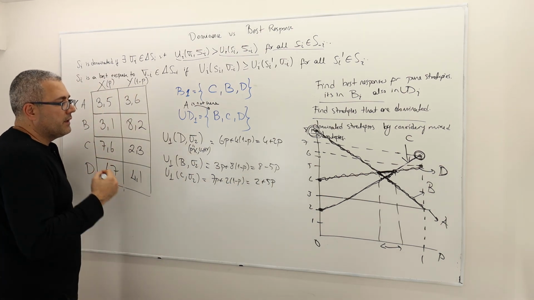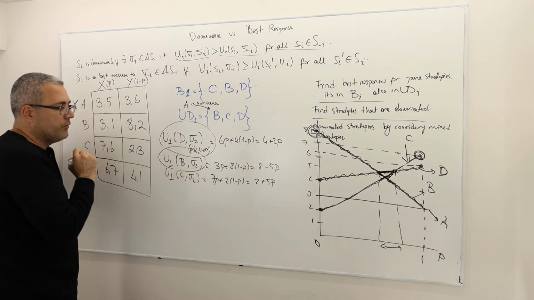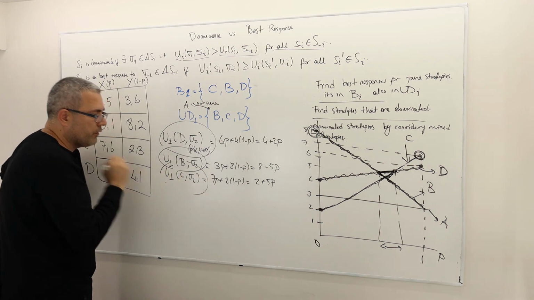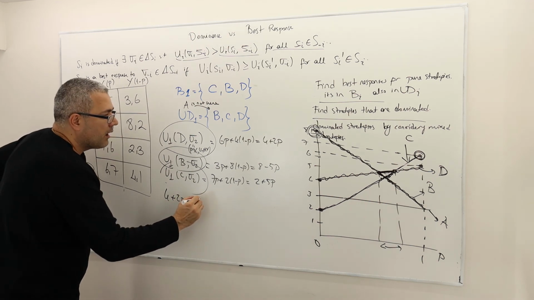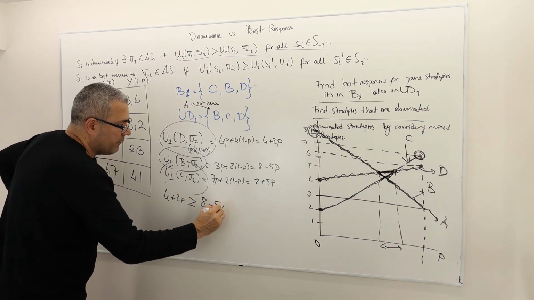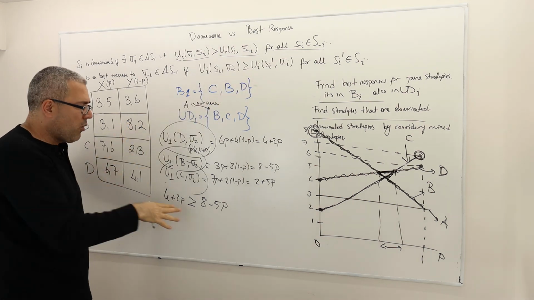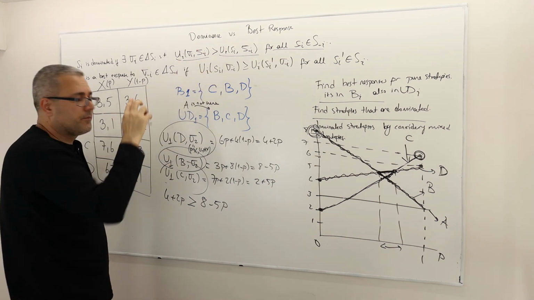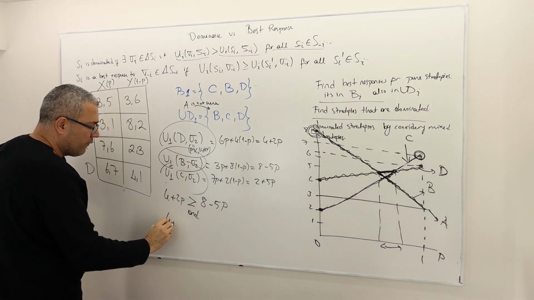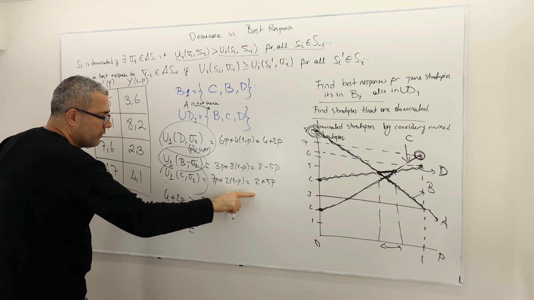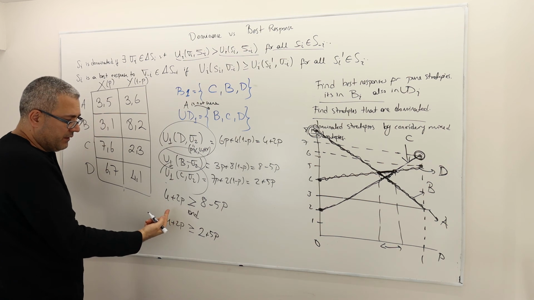So what I want is the following. I want utility of playing D to be higher than utility of playing B, and also utility of C. So that's what I want. 4 plus 2P greater than or equal to 8 minus 5P. Why is equal to fine? Well, because remember, I'm looking for best response. So therefore, equality is fine. It's not dominance, so be careful. So this is one thing. And I also want this: 4 plus 2P greater than or equal to the expected payoff of playing C, which is 2 plus 5P.